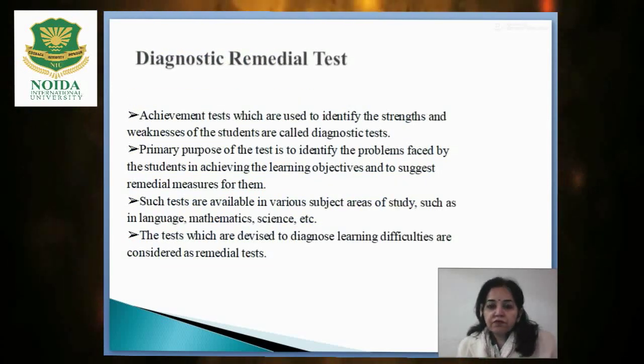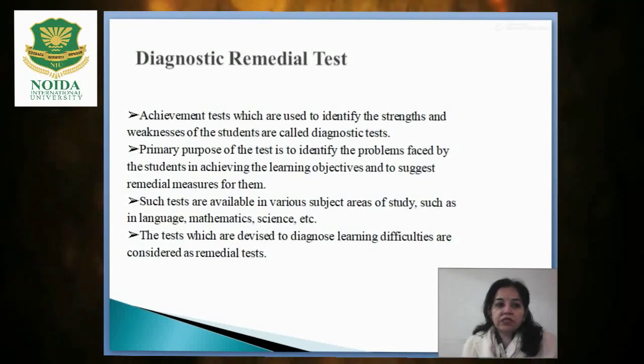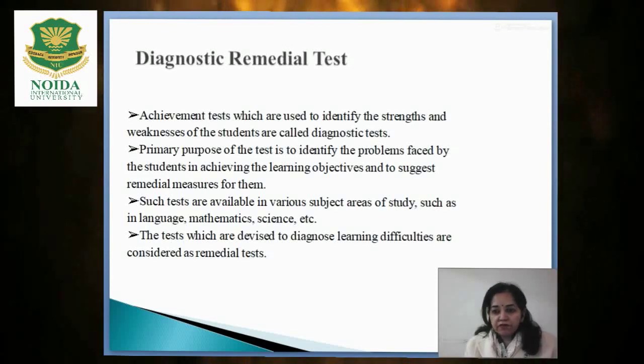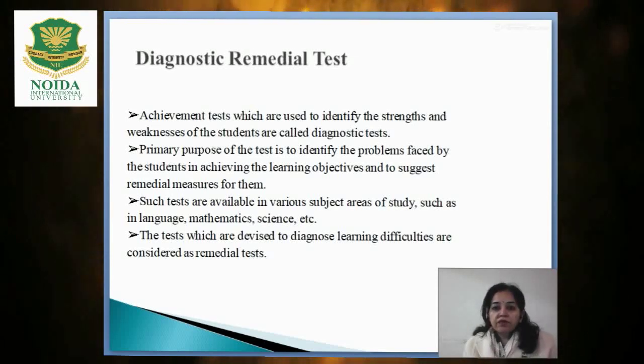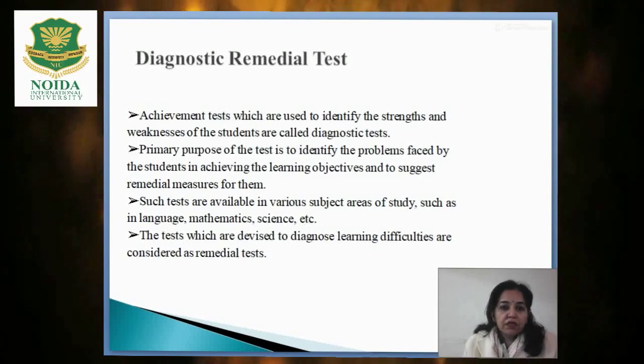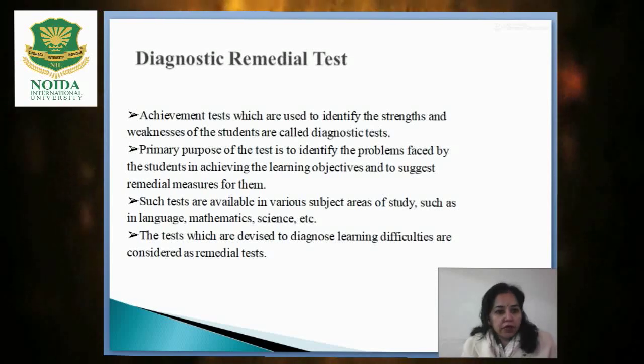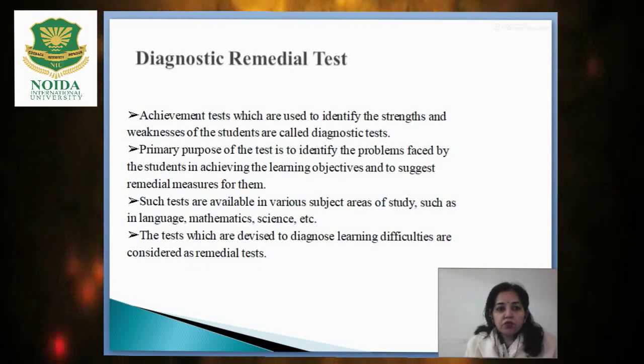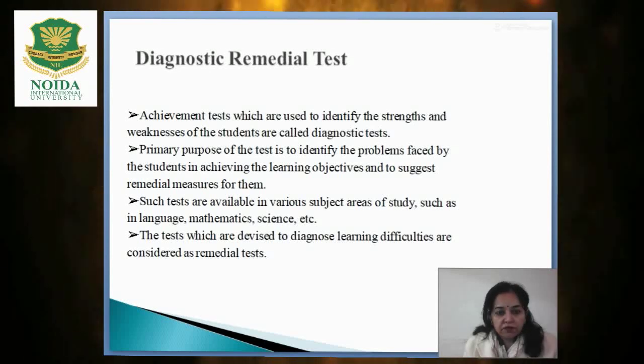After achievement test, we generally conduct diagnostic remedial test. Now what is this? Achievement tests, which we have just discussed, were used to identify the strengths and weaknesses of the students. And now the results of these achievement tests are used in diagnostic tests. The primary purpose of the test is to identify the problems faced by the students in achieving the learning objectives and to suggest remedial measures for them.